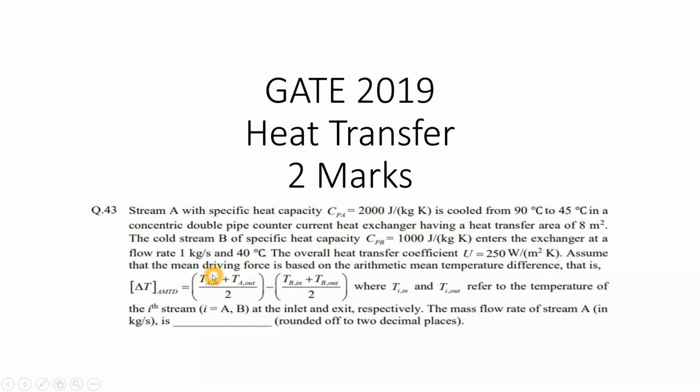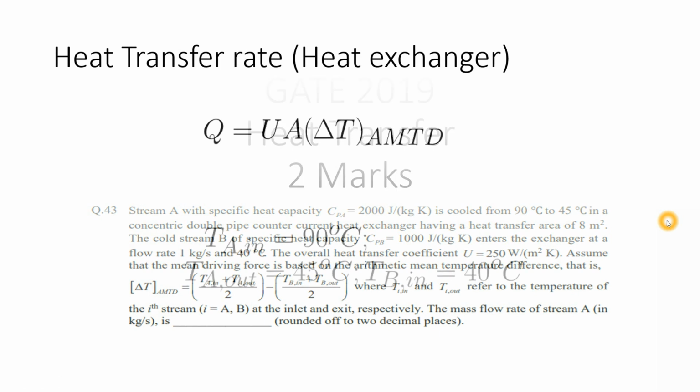They have given the AMTD expression, where Ti in and Ti out refer to the temperature of the ith stream at the inlet and exit respectively. The mass flow rate of stream A is to be found. Let's start with the solution.